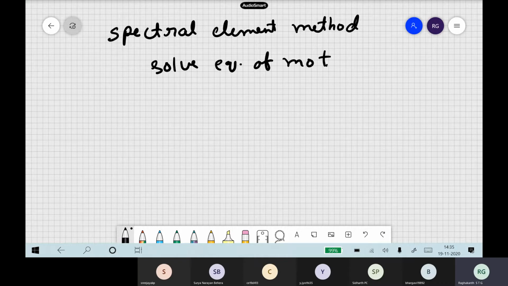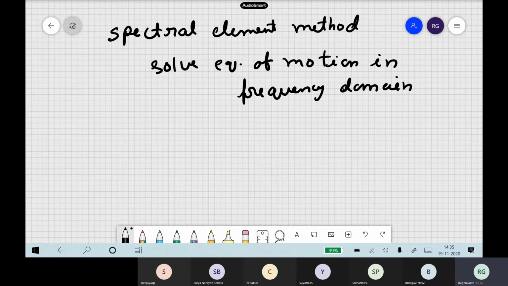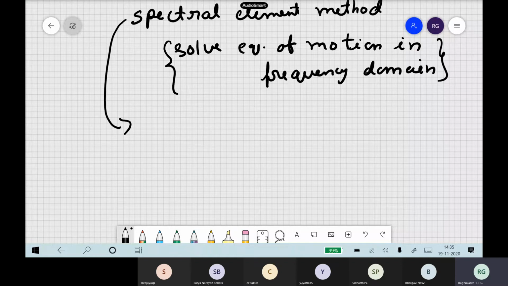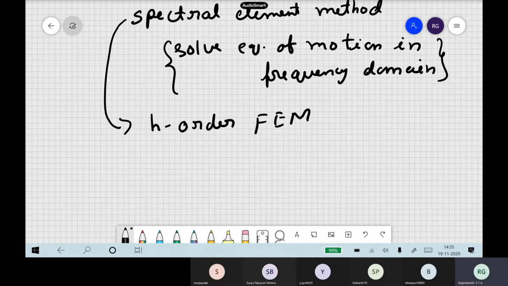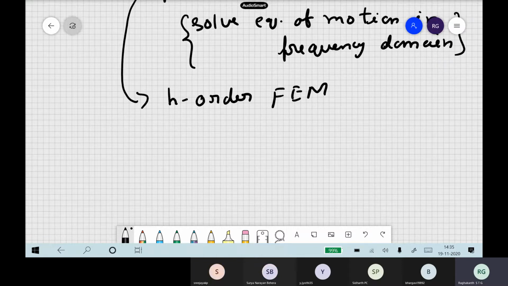This is one type of spectral element method, which is widely used in aerospace engineering and other areas. It is just like finite element, but all the time derivatives are converted into the frequency domain. There you solve and then you do this FEM. That is one type of spectral element method. But the spectral element method we are going to discuss is essentially a higher order FEM only.